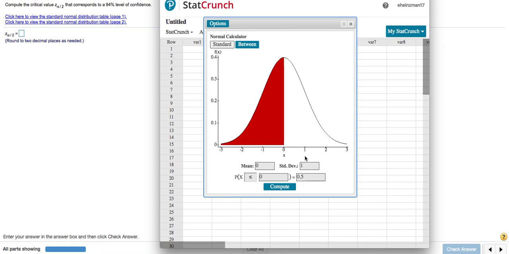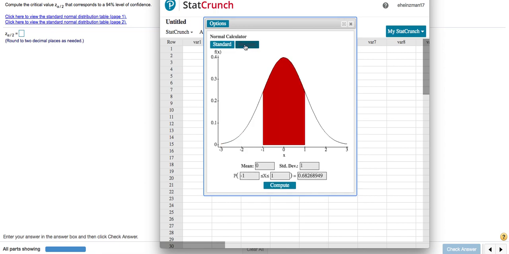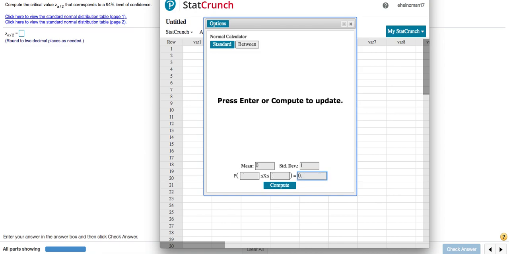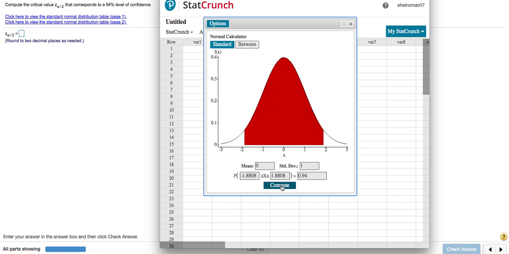So this is perfect. This 94% means the following. If you go to the center, which in this case is 0, how far do you go away from the center so you've accumulated 94% of your data? Well, we're in the wrong mode because this is only going to the left or to the right. We want to switch it to the between mode. And the only other thing we need to do is, in place of the probability, since we're given 94%, I'm going to put 0.94 here. And I'll click Compute, and the calculator does the rest of the work for me.